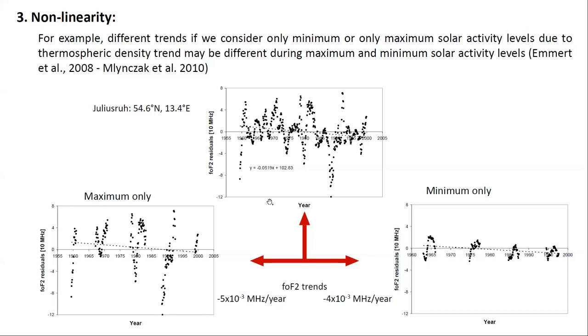A solution would be to just use maximum or minimum levels. So here is an example with the trend estimated with all the years. And here we have just the maximum and just the minimum, and we obtain different trends. Of course, in this case, for this station, the difference is not statistically significant, but we should keep in mind that there are other stations, other latitude regions, and other cycles where this problem could appear.